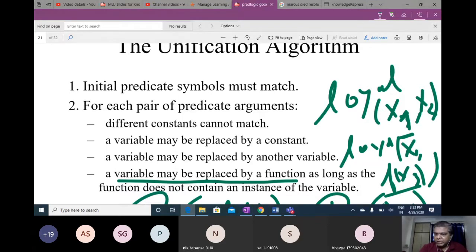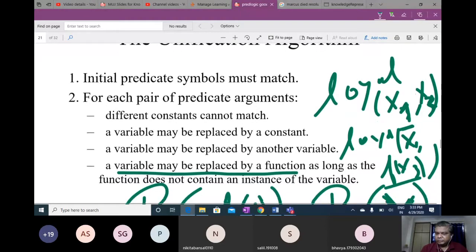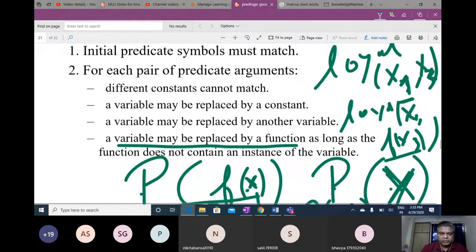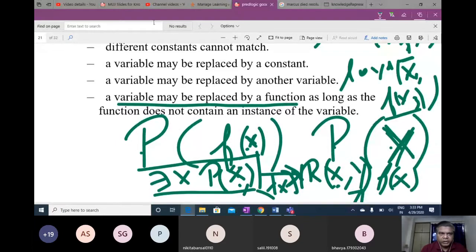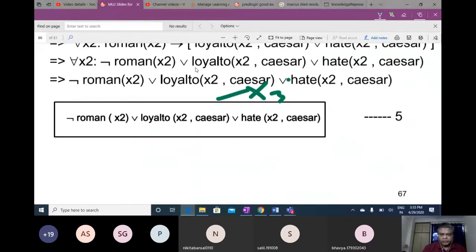This is x1 and this is fx3. But if this is x3 and this is fx3, then we cannot replace and match them. In that case, they will never match. We cannot match them and continue for resolution. That is what the unification algorithm is. Now we will continue doing resolution for our example.